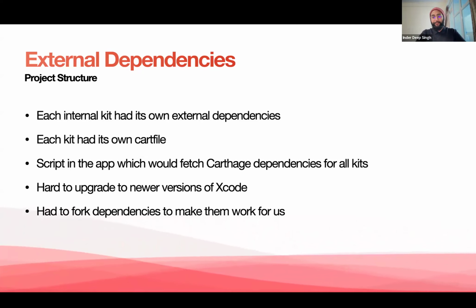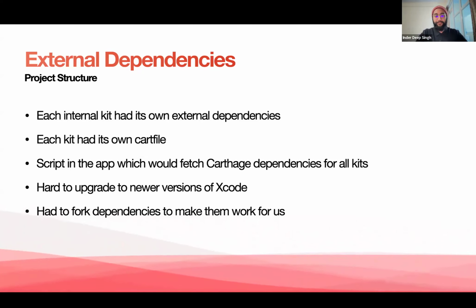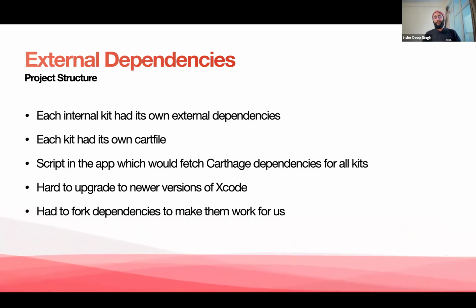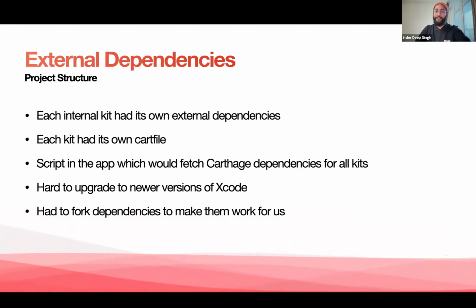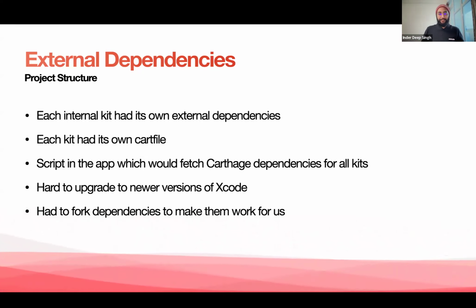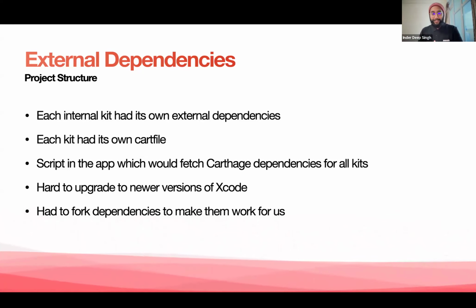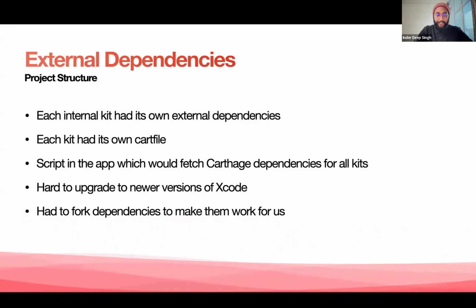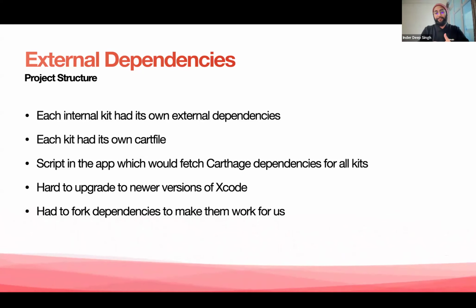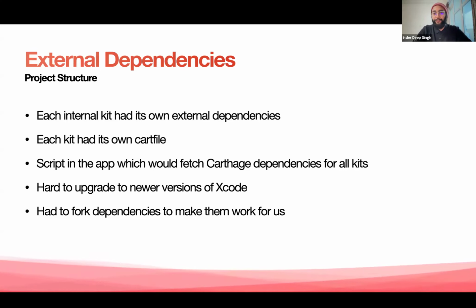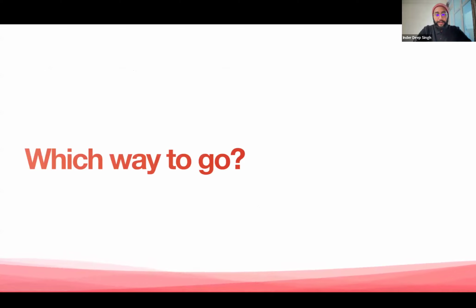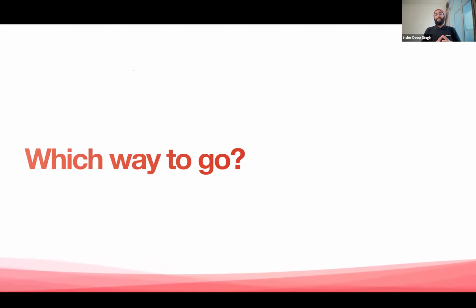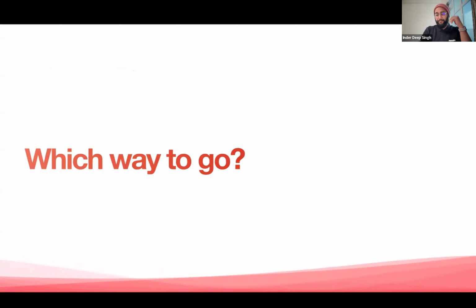There were many problems with this system. The most basic one was we would always have to wait for these dependencies to be supported by newer versions of Xcode, because Carthage works with precompiled modules. And then we also had to fork some dependencies to make them work for us if we wanted to, let's say, not update them for some use case. So we had a massive internal code base and a lot of external libraries, with the problem statement of how do we unify the code base.